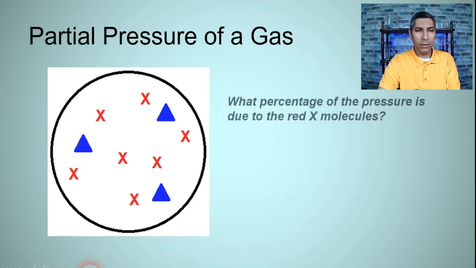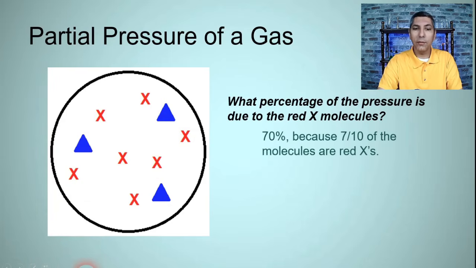And so my question for you is, what percentage of the pressure in that closed container is due to the red X molecules? Well, hopefully you can see that since there are 7 red X molecules out of the 10 total, that's 7/10 or 70%. And that's because 7/10 or 70% of the molecules are red X's.